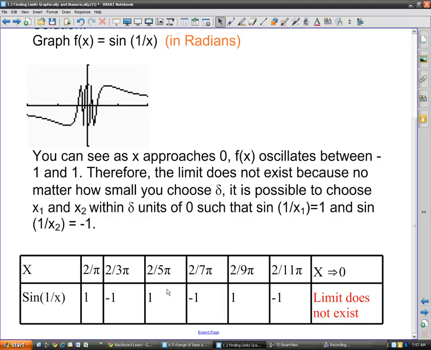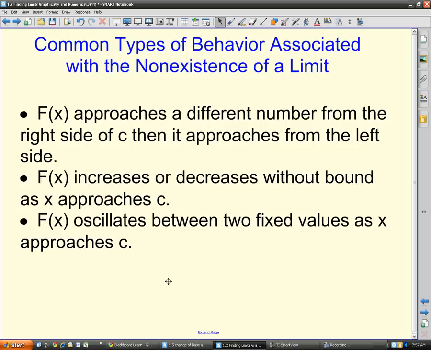So back to our very first example. The point was not there, but we approached the same number from both sides. That one worked. The second one, the point was there but not on the graph itself, but the graph still approached the same number. The y values were the same as we approached the x value. So that was the second way that worked. And then these are the 3 ways it doesn't work. This was the example: approach a different number from the left and from the right. That was the first one I told you. The second one, increase or decrease without bound as we approach it. That was the infinity one.